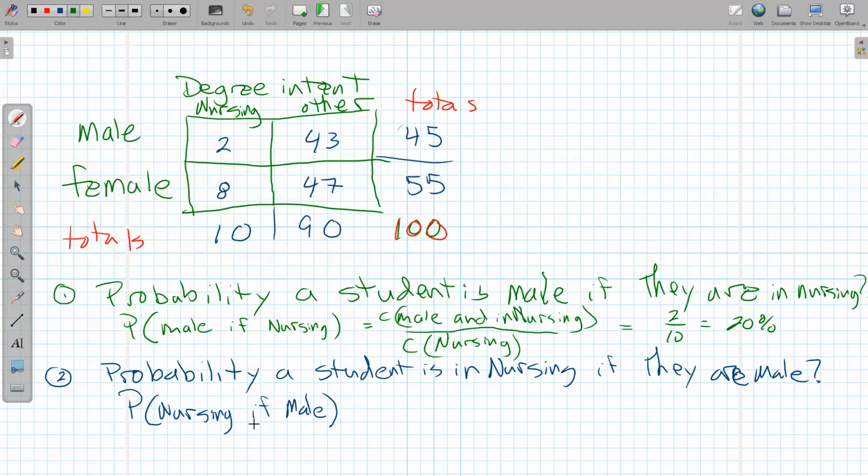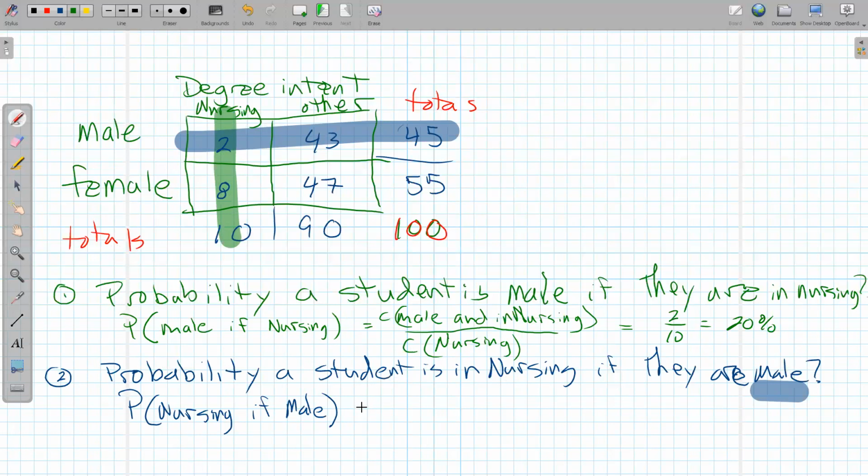Looking at the other one, nursing students, okay, if they are male, right? So that if changes everything. I only want to talk about the nursing students if they are male. The green one, that first question I asked, basically targeted the nursing students. Now I'm changing course here. I'm only targeting the male students this time. So the question heads that way. So it's not out of the total now.